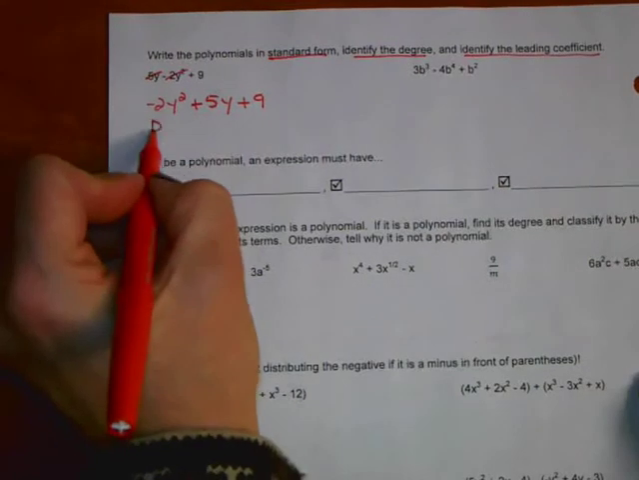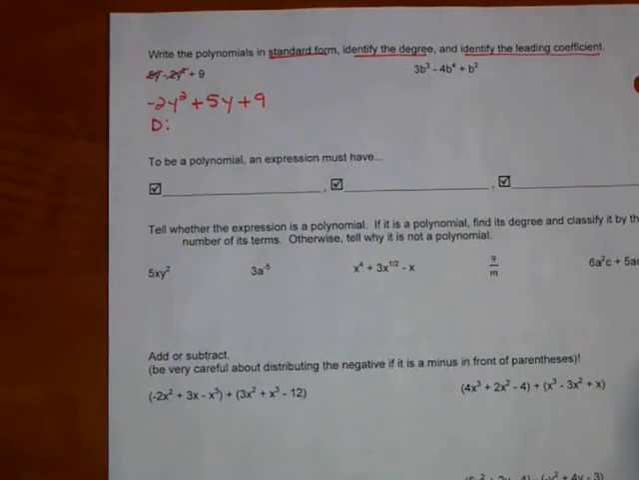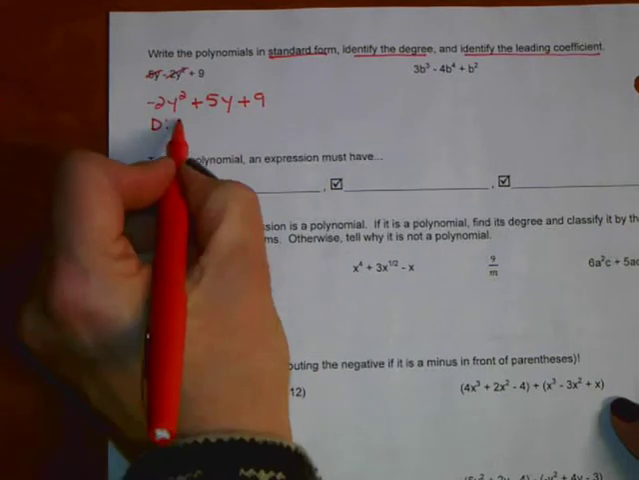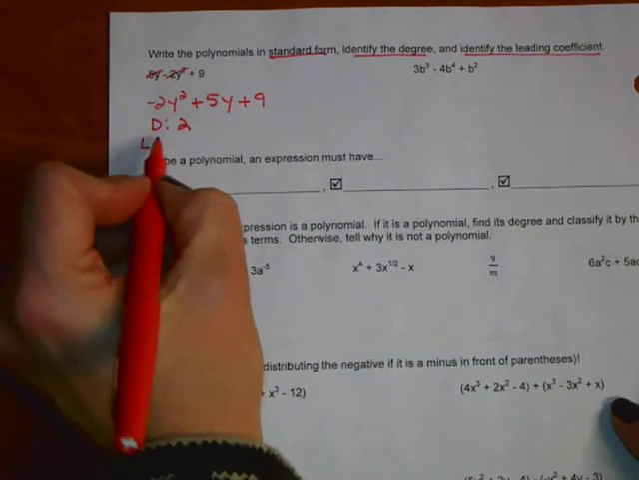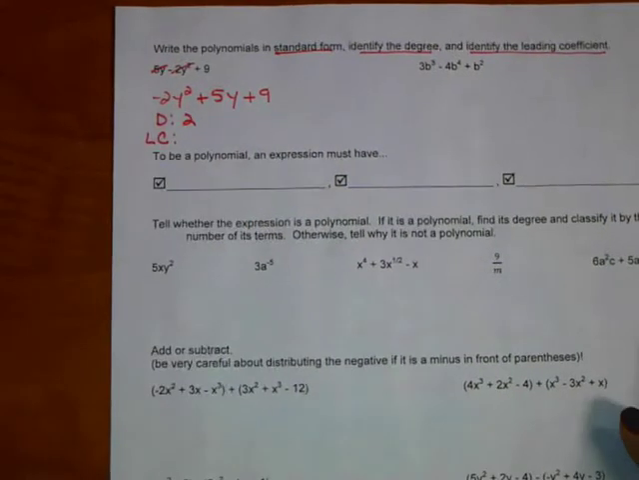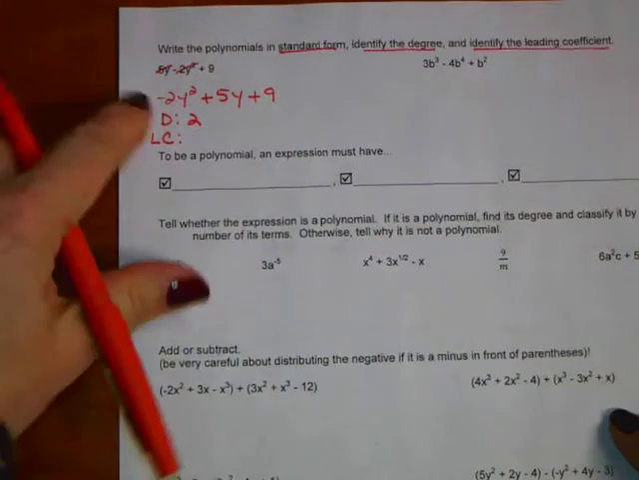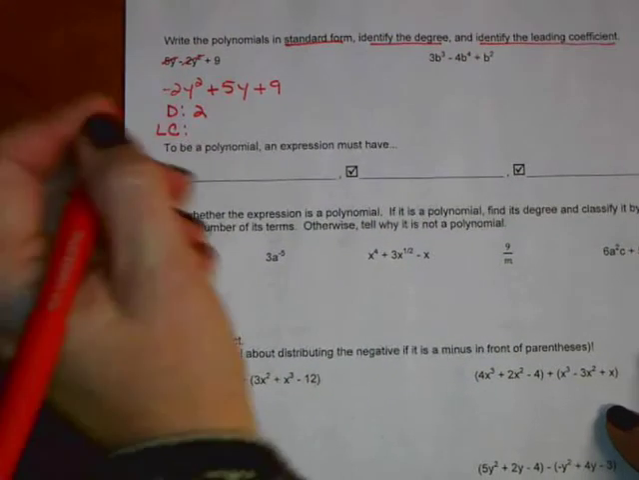When I have to write the degree, I just put d. What's the degree of that polynomial? 2. It's the highest exponent, the highest degree term. When I have to write leading coefficient, I just put LC. What number is the leading coefficient for that polynomial? Yep, it's the number in front, -2.